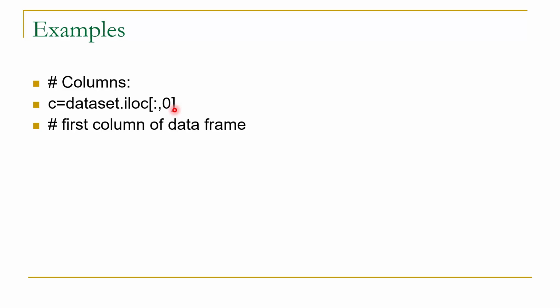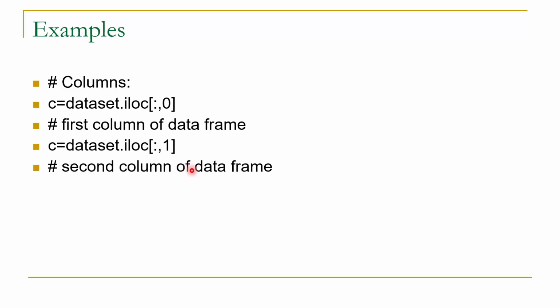Let us consider some more examples. Give a thought to the output of this command. This will select all the rows of the second column of the data frame. Here colon refers to all the rows and 1 means the index of the column, which is the second column of the data frame.